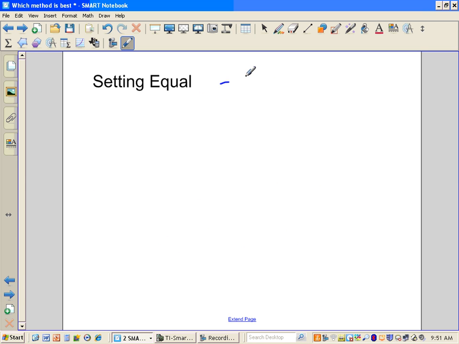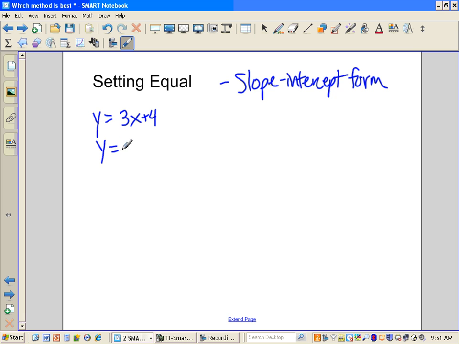Setting equal is another method you use when they are in slope-intercept form. Let's say we have y equals 3x plus 4 and y equals negative x minus 4. Well, setting equal means since they're both equal to y, you can set the equations equal to each other.